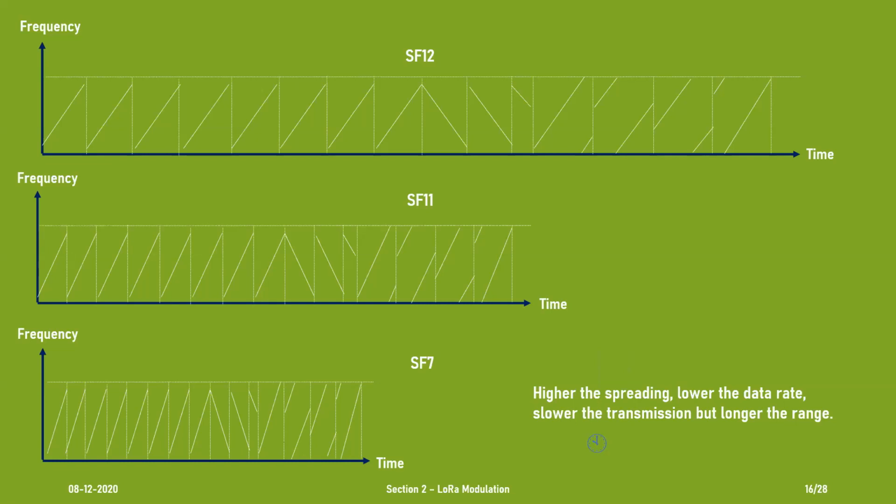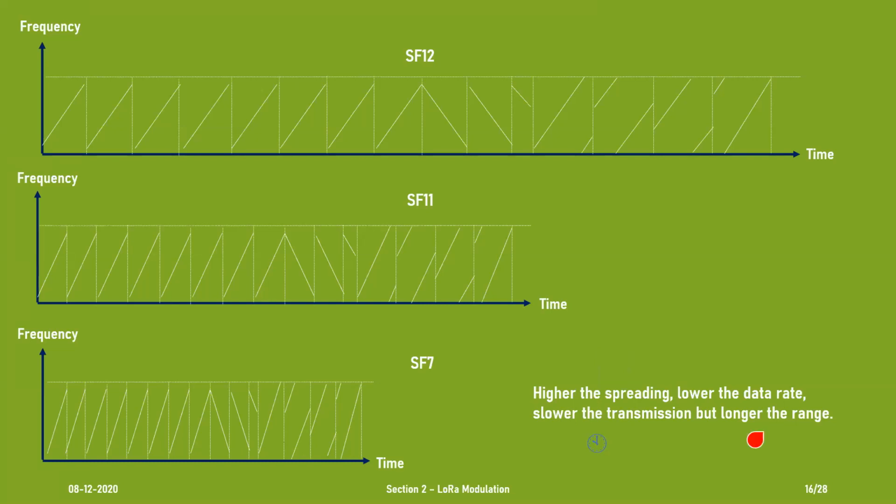Note that when you're using a higher spreading factor, you're taking more time to transmit per symbol, and that makes it easier for the receiver to understand that symbol. So that's why higher the spreading, lower the data rate, yes, slower the transmission, but longer the range, because the receiver has an easy time to comprehend each of the symbols one by one. So that's the key idea. That's the visual differentiation between spreading factor 12, spreading factor 11, and so on.